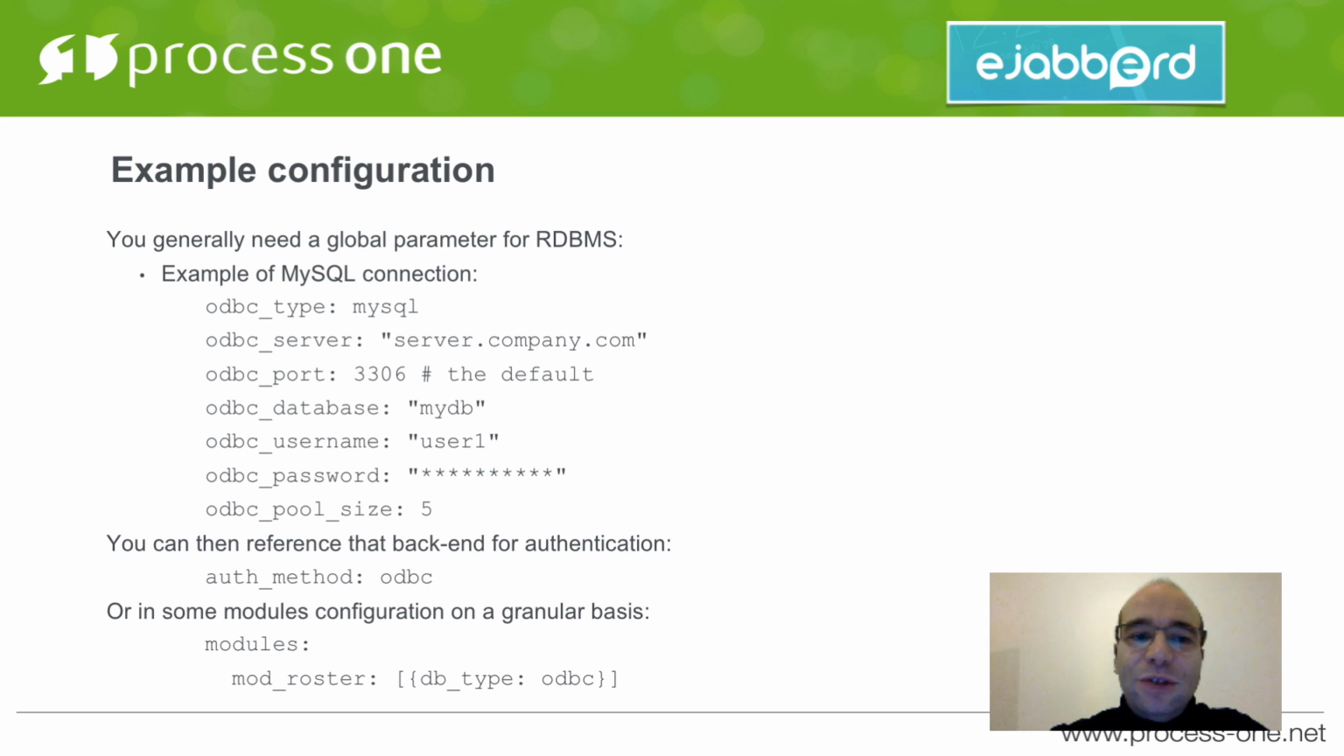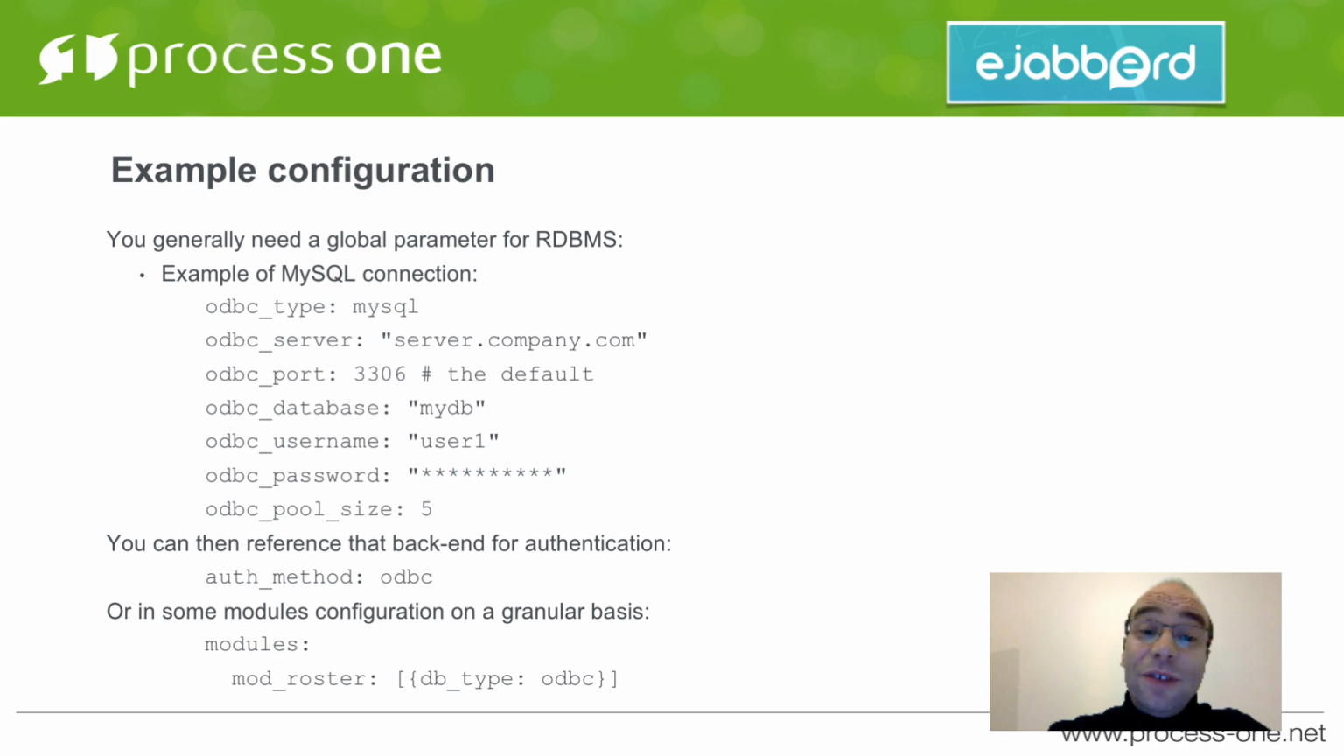Basically, you define your ODBC type, which type of database you will be using. In that case, that's MySQL, and you define all the parameters to be able to connect to your MySQL database, including, for example, the pool size. This is quite straightforward. Basically, you need to get together all your database parameters, and it will be very easy to fill that up in your ejabberd YAML config file.